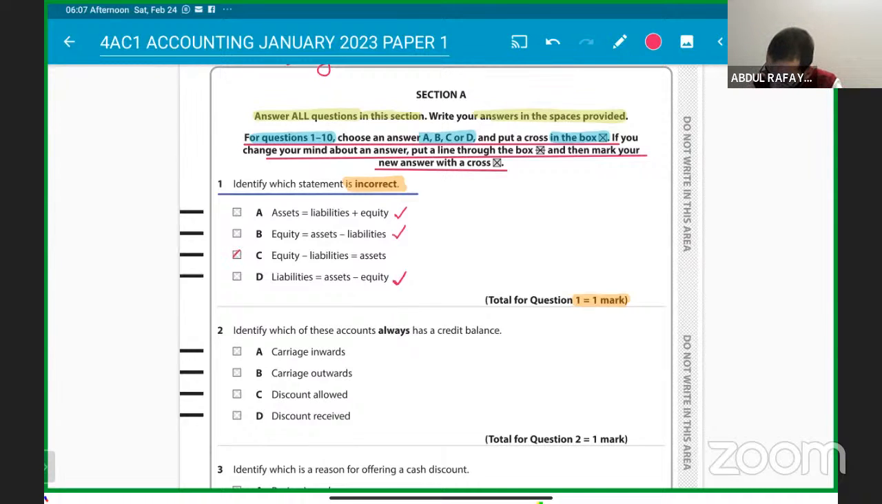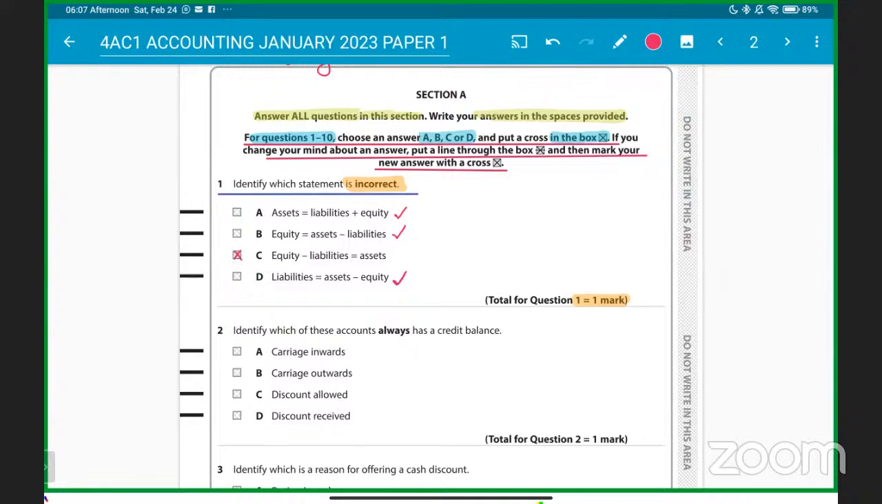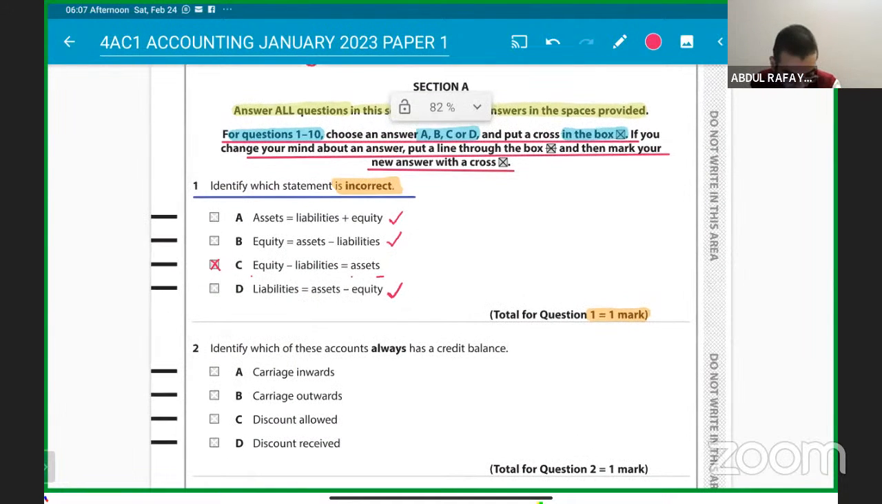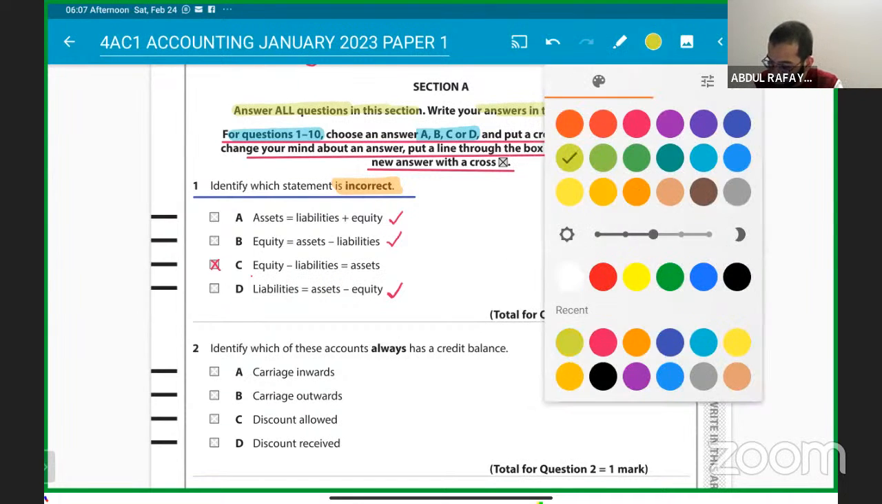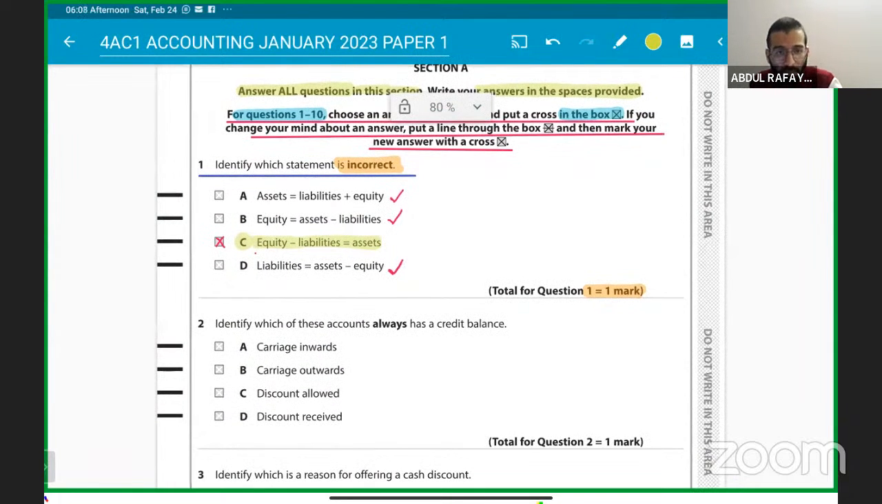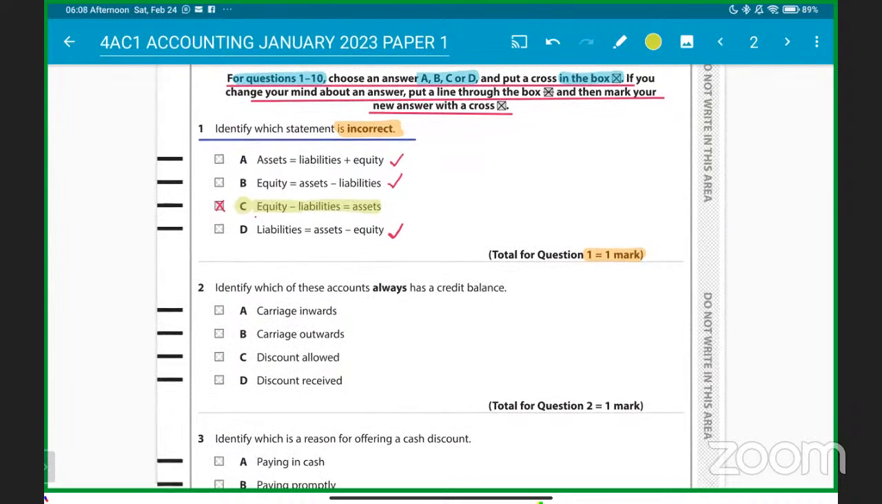So C is wrong. C is the answer, and we put a cross in the box. Question one should be C, because assets equals capital plus liabilities, and since option C is subtracting, this one is the wrong statement. So one will be C. A, B, and D are correct.